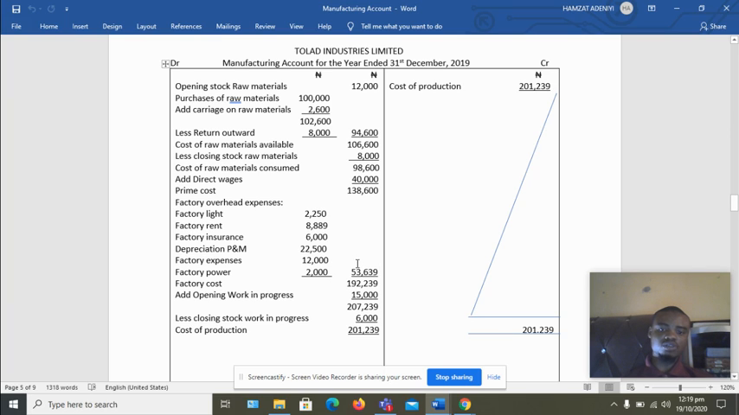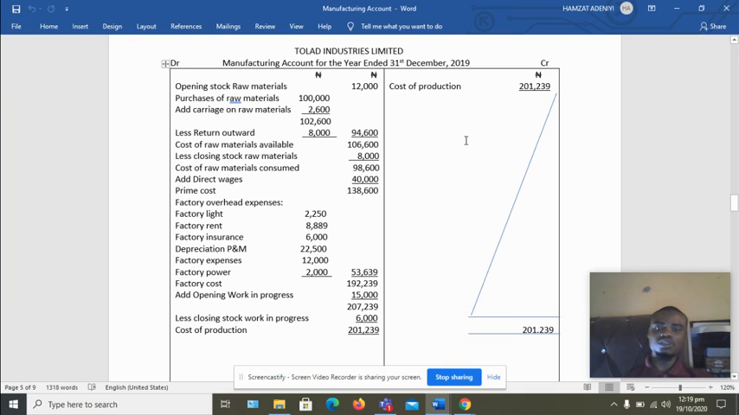Add it to your prime cost. So prime cost plus your factory overhead cost will give you factory cost of 192,239. So you had your opening stock of work in progress, which is 15,000. Then you less your closing stock of work in progress, 6,000 naira. At the end of the year, you ascertain your cost of production.